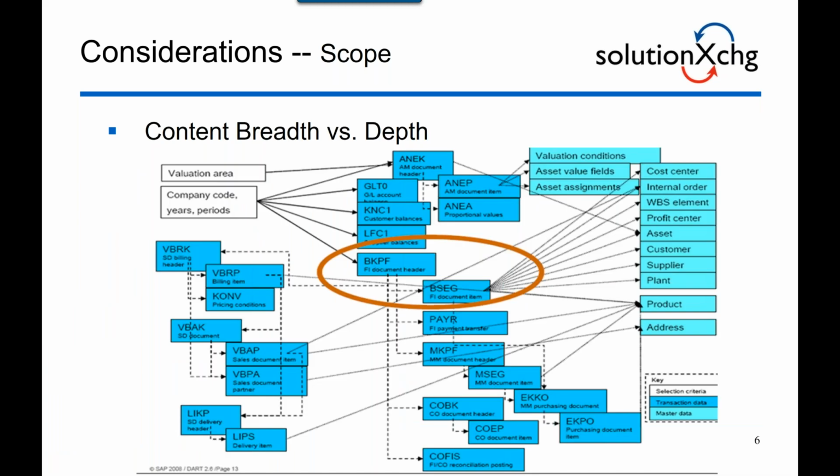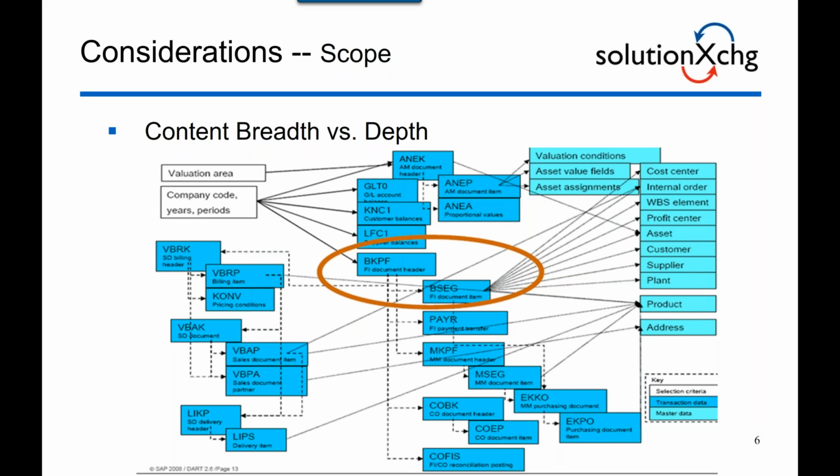Digging a little deeper into the content perspective, this is a little bit more of a table-centric view, so it may be a little more technical in nature, but it has more functional implications than maybe it appears at first. But the center of the universe typically tends to be the financial postings in the system. And those are mostly driven from the financial header and line item perspective.